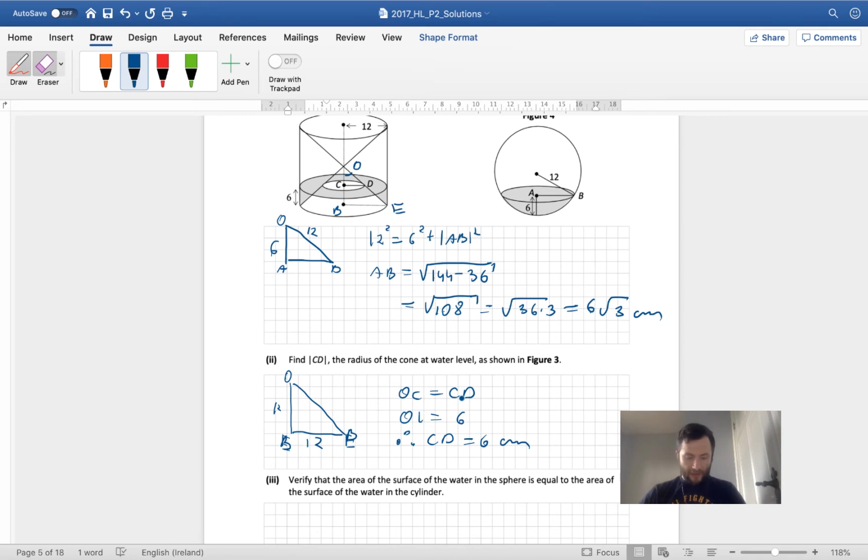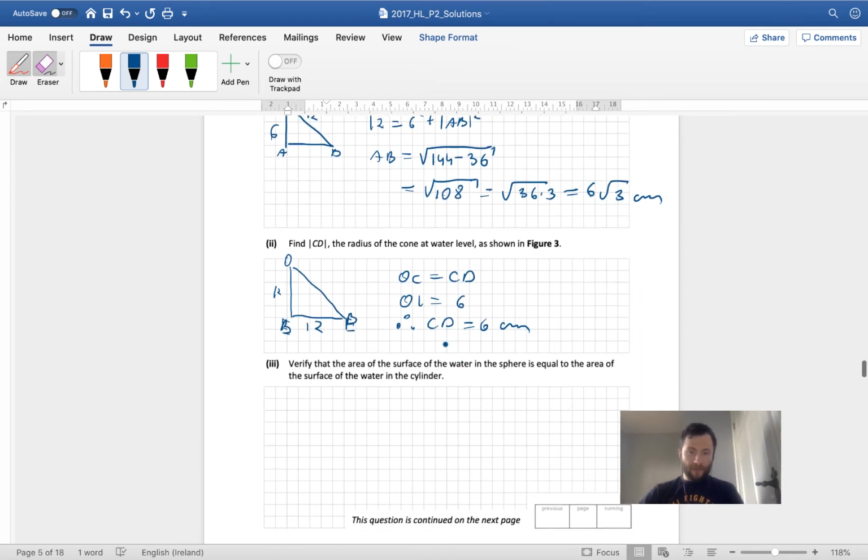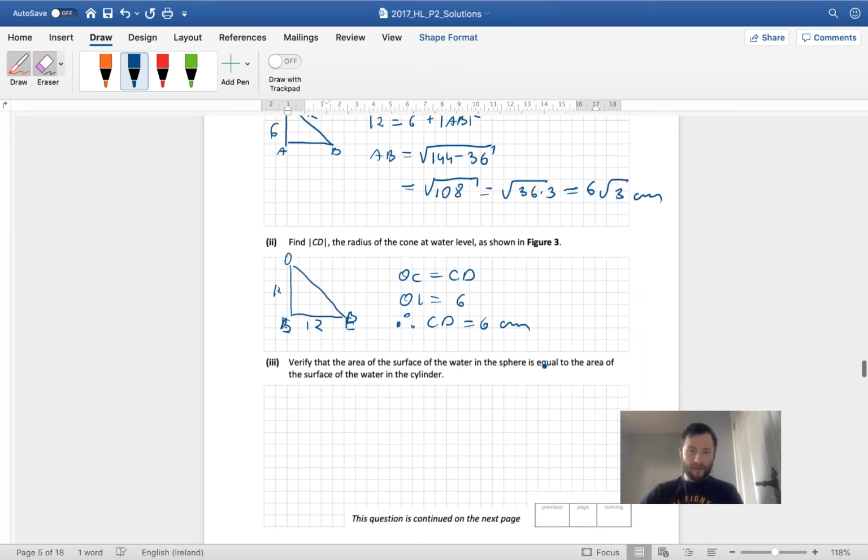So then the next thing is I have to verify that the area of the surface of the water in the sphere is equal to the area of the surface of the water in the cylinder. So in the sphere, the area is equal to pi r squared, which is equal to pi times 6 root 3 squared, so that equals 108 pi.